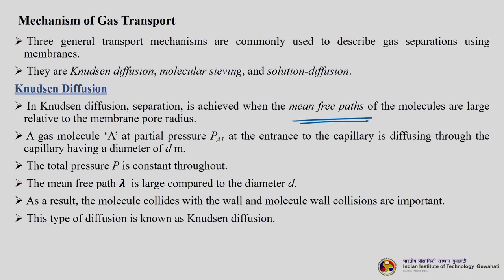Now, this collision of what? So, collision of the molecules among themselves, and otherwise here in this case collision with the walls also, in which they are travelling basically. So, if a gas molecule A at a partial pressure PA1 at the entrance to the capillary is diffusing through the capillary having a diameter of d, the total pressure P is constant throughout, and the mean free path lambda is large compared to the diameter d. So, once lambda is greater than d, then Knudsen diffusion will come into picture. As a result the molecule collides with the wall and molecule-wall collisions are important. This is called Knudsen diffusion.